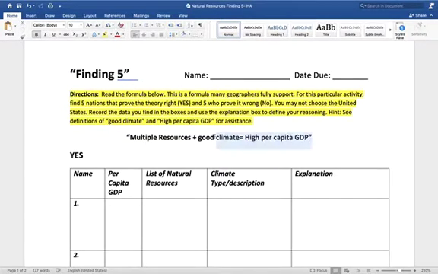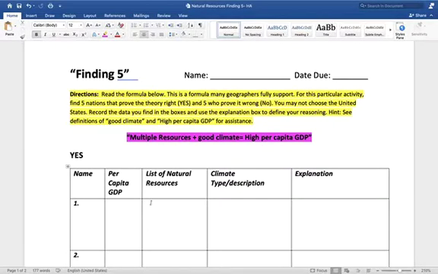below. Here is the formula right here, and that formula tells us that multiple resources plus a good climate equals a high per capita GDP. For this particular activity, we're going to find 5 nations that prove this theory in purple, that's the yes side, and 5 who prove it wrong, that's the no side. And the no side is going to be way more challenging than the yes side. You may not choose the United States for obvious reasons.